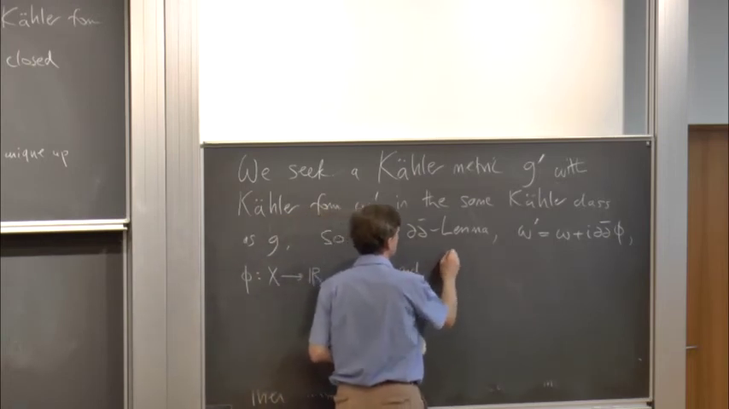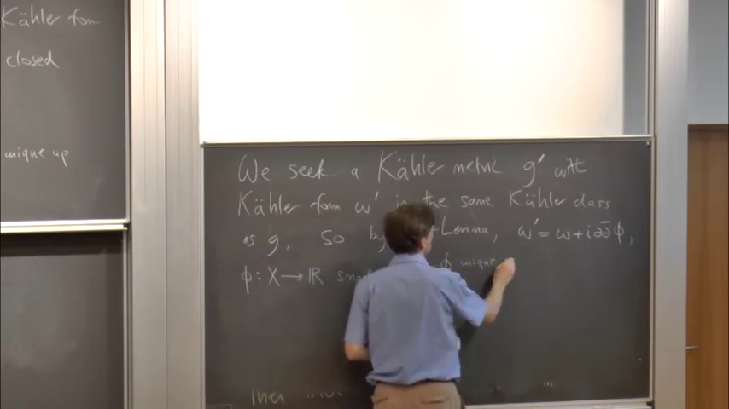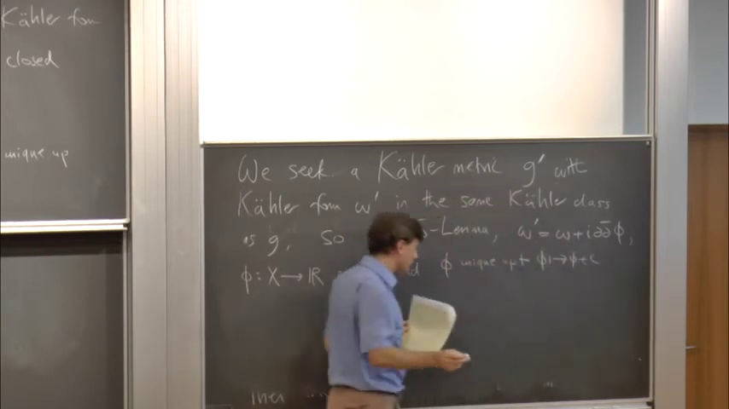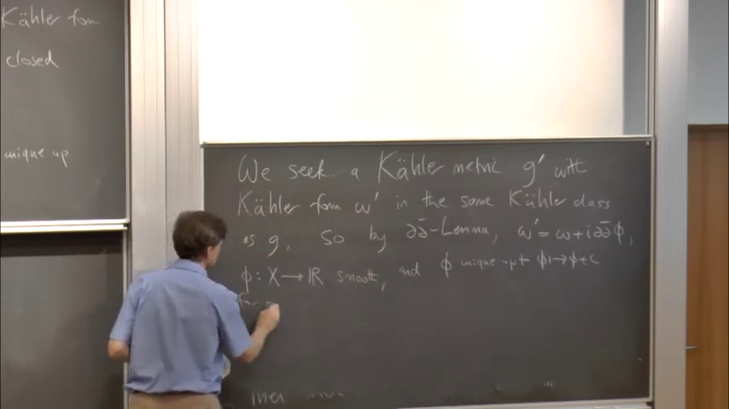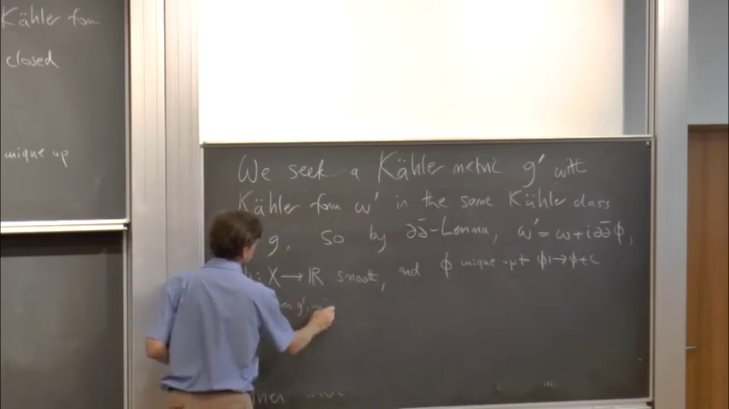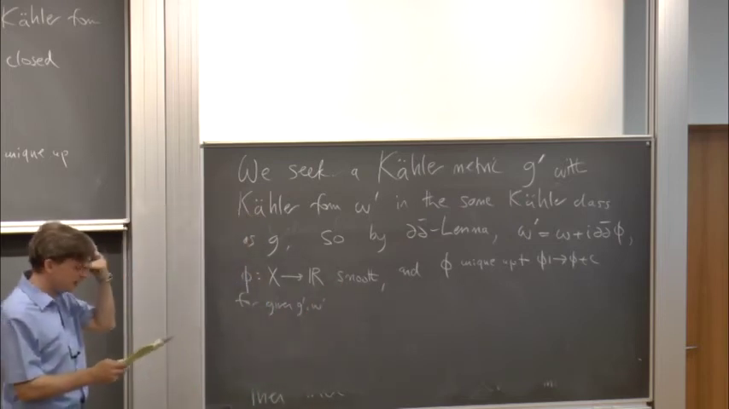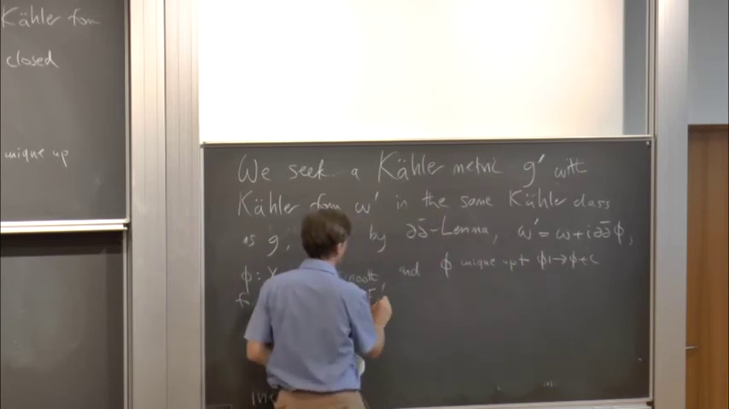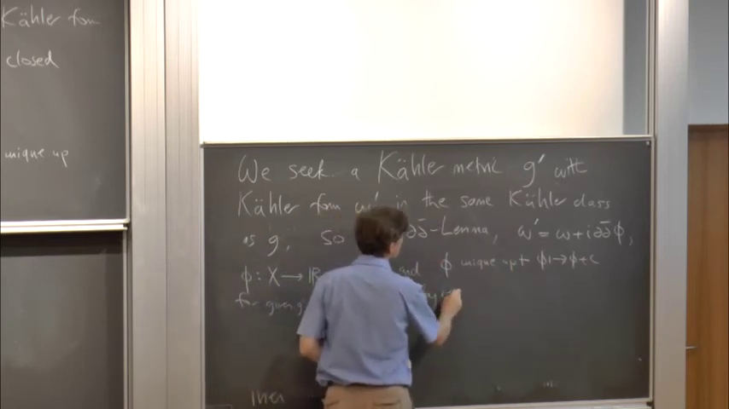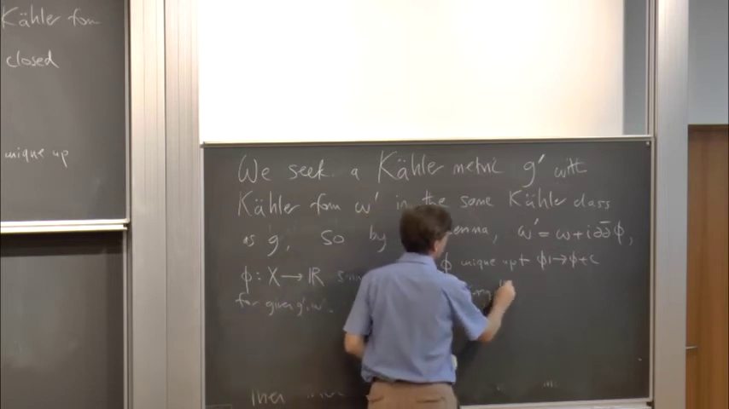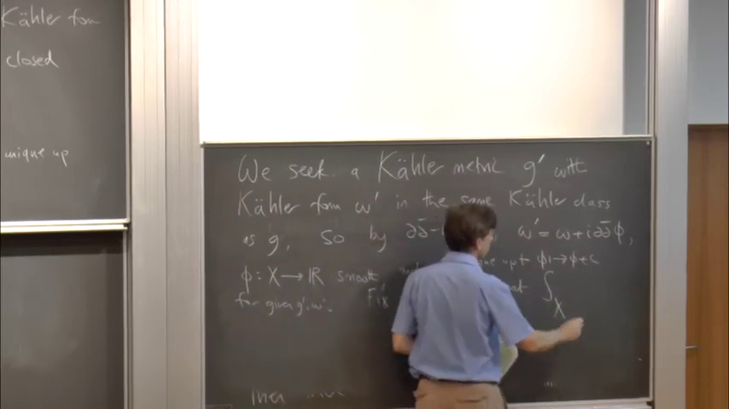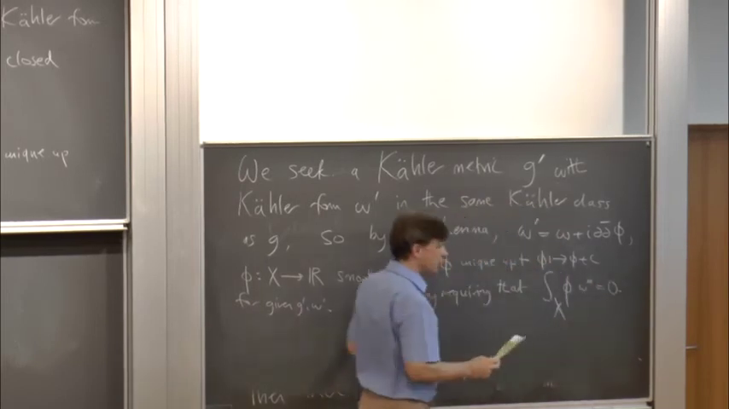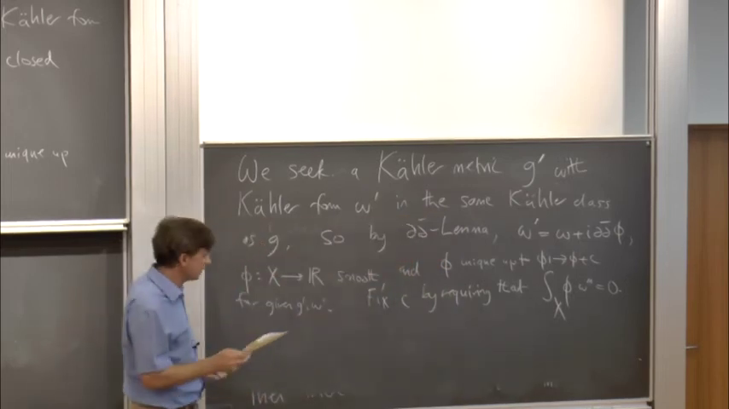Well, φ is unique up to φ goes to φ plus c for given g' and ω'. And let's fix the c by requiring that the integral over X of φ times ω^m is 0. So that's not really crucial. It's nice to have uniqueness in your problem.